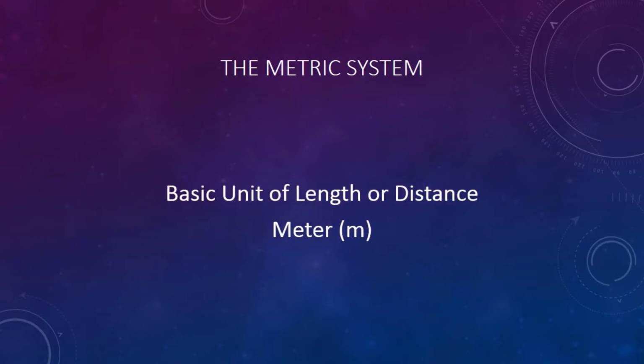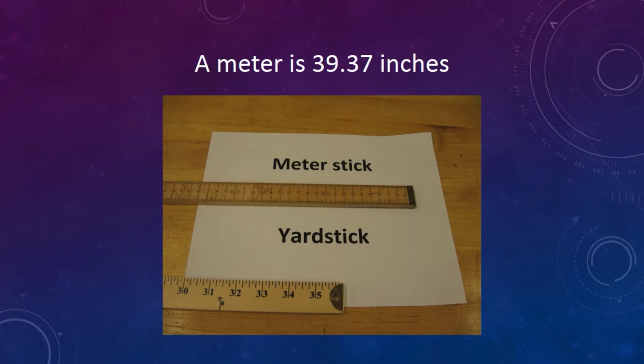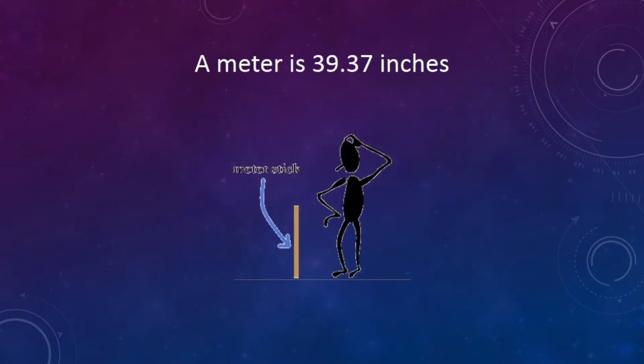Our first unit is the meter, which is used to measure length or distance. A meter is 39.37 inches, or a little bit more than 3 feet. If you're 6 feet tall, it's approximately the distance from the tip of your finger to the center of your chest. If you're on a tiled floor, and the tiles are 12-inch squares, 3 tiles would be just shy of a meter.